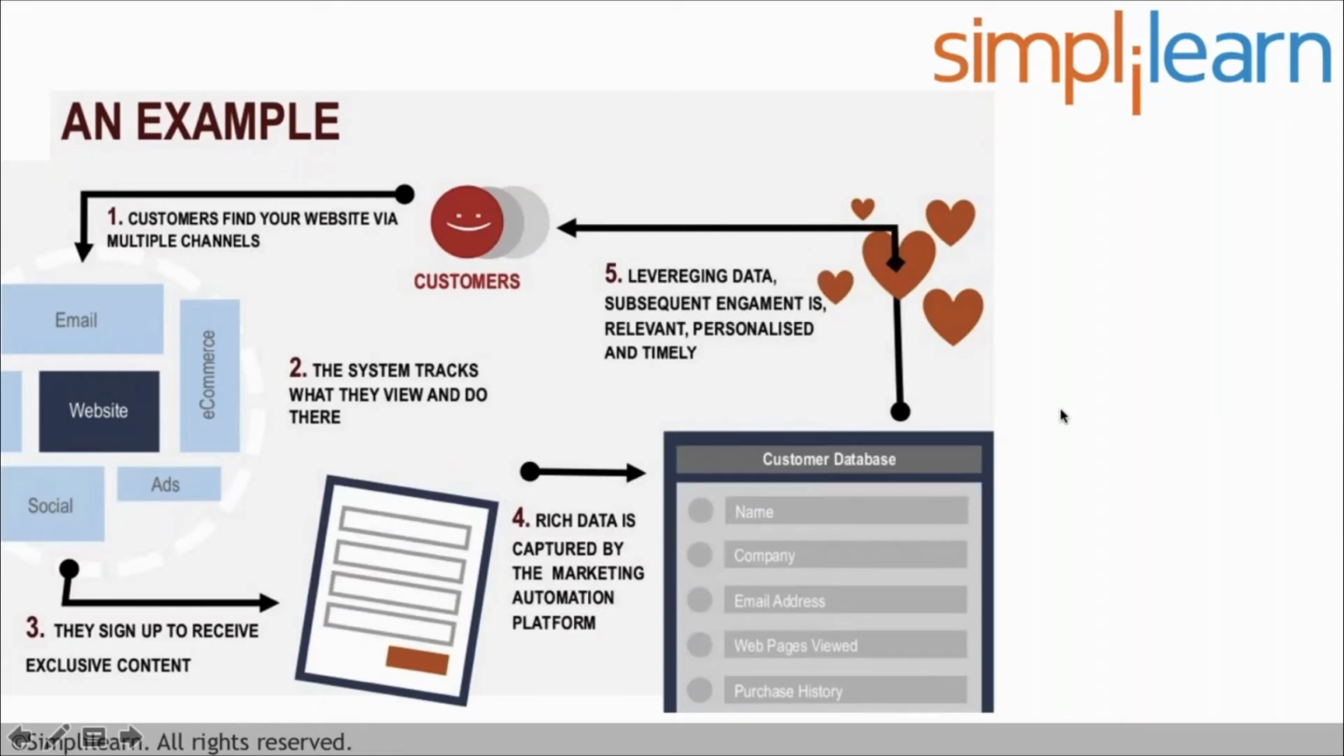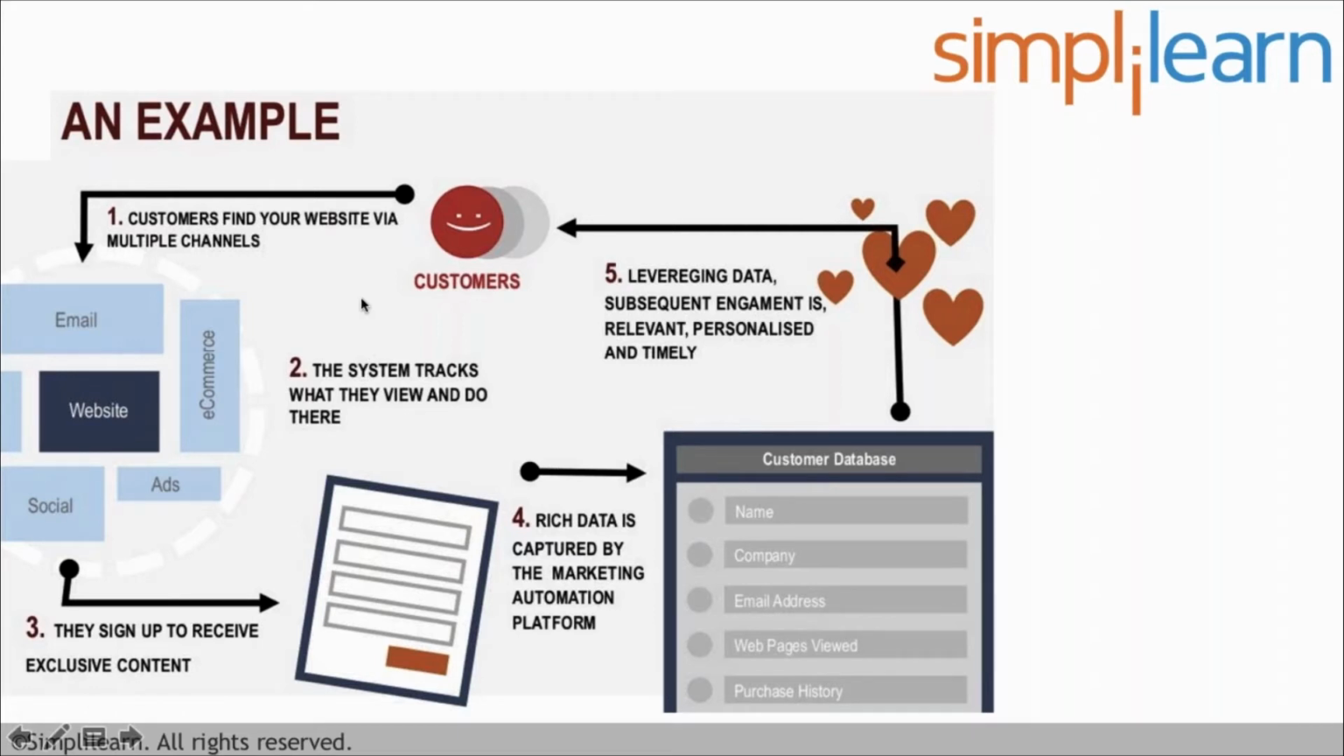Now, this has been explained diagrammatically in this particular slide, how the automation really works. At number one, you've got the customers. Customers visit our website through various channels, whether it's social, a search ad, a display ad, or an email and so forth. The moment they come onto your website from various sources, they sign up to receive exclusive content. They have given you permission by putting in their name and numbers.